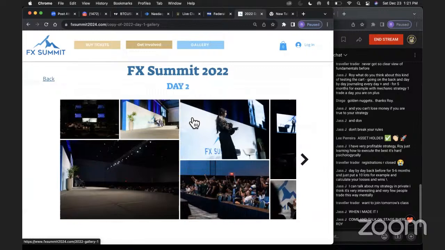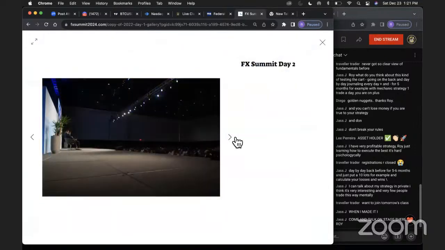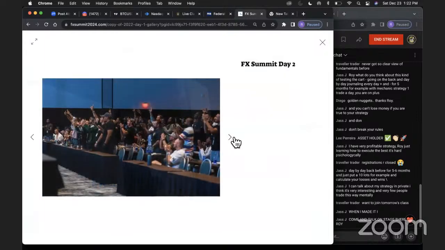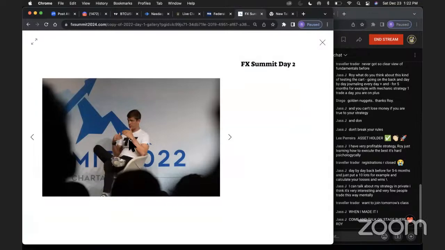If you guys want more information, there's the galleries here. You guys can see me. I've been on plenty of stages. This is Pierce Crosby, the general manager of TradingView. You guys can see that TradingView shirt, shining proud.